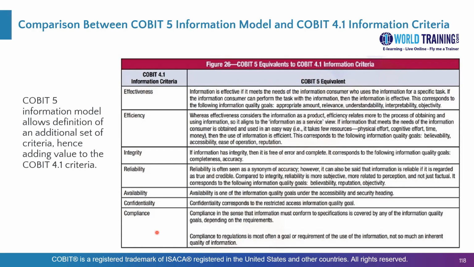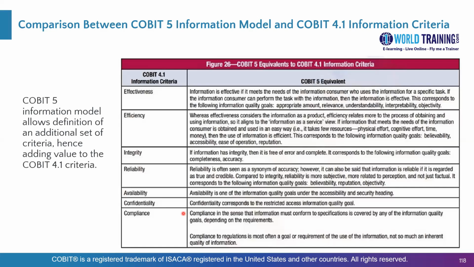And it's an important aspect of IT governance because it helps to mitigate risks and protect the organization from legal and reputational damage. In COBIT 5, compliance in the sense that information must conform to specifications is covered by any of the information quality goals depending on the requirements. Compliance to regulations is most often a goal or requirement of the use of the information, not so much an inherent quality of information.